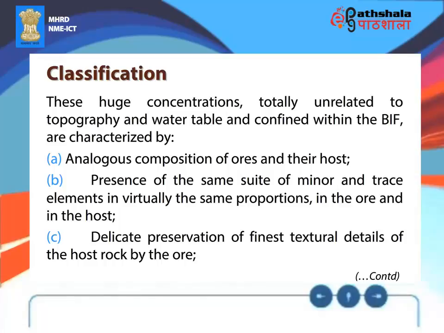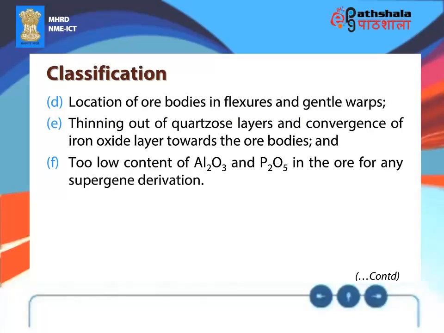B. Presence of the same suite of minor and trace elements in virtually the same proportions in the ore and in the host. C. Delicate preservation of finest textural details of the host rock by the ore. D. Location of ore bodies in flexures and gentle warps. E. Thinning out of quartzose layers and convergence of iron oxide layers towards the ore bodies. And F. Too low content of aluminum oxide and phosphorus oxide in the ore for any supergene derivation.